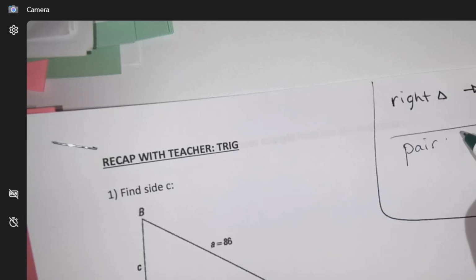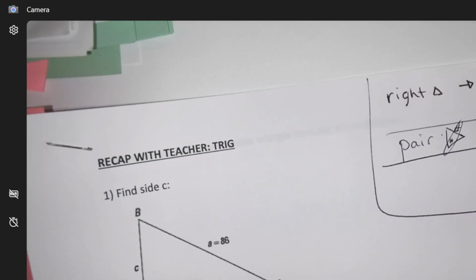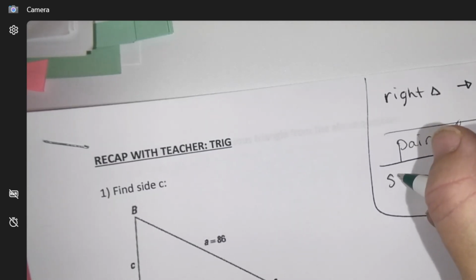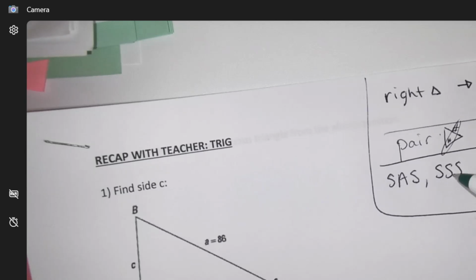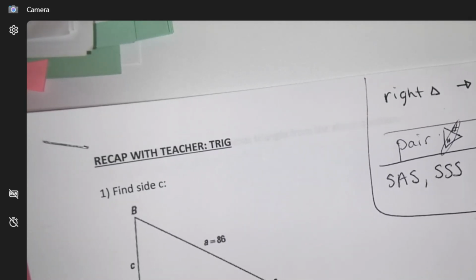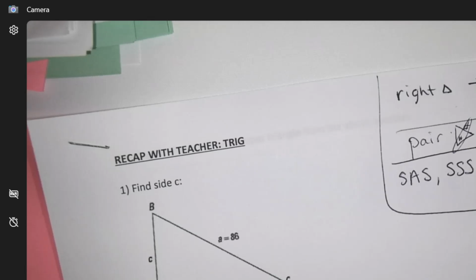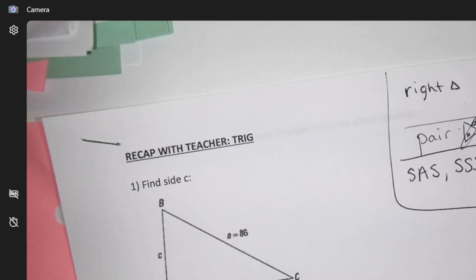Pairs. We look for a pair, so then if we have that pair, what are we doing? Sine law. If we don't have those, what's the next thing we're looking for? SAS or triple S, right? That's everything you ever need to know. Those are the strategies we use. So you're asking yourself every time, what do I see? Do I see this, this, or this?